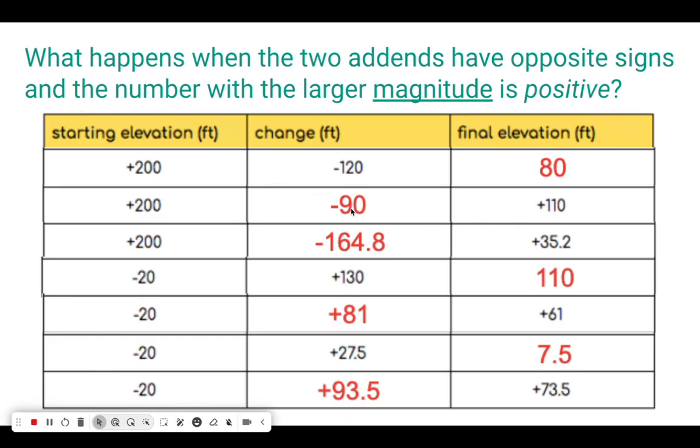200, negative 90, positive 110. We just subtracted them. Then this one over here was 32.5. And what we had to do here is subtract these two, and it was a positive value. Negative 20, positive 130, so you would subtract them, get 110, and the greater value is positive. So on each one of these, the greater value is positive, and the final elevation was positive.